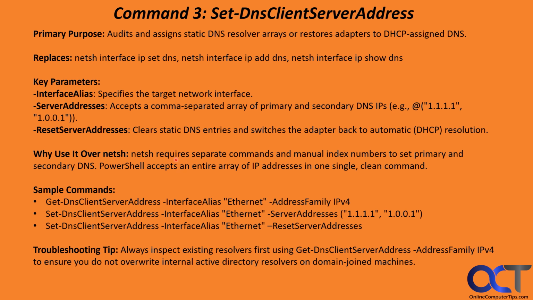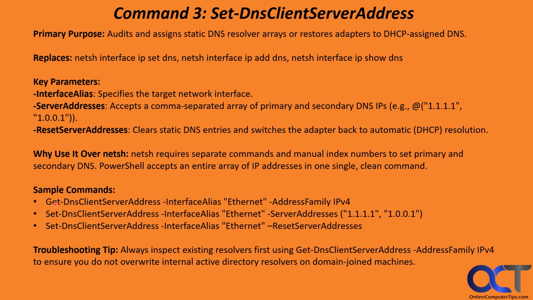So the netshell command requires separate commands and manual index numbers to set primary and secondary DNS. But with PowerShell, it'll accept an entire array of IP addresses into one single command. All right, then we have some samples here.